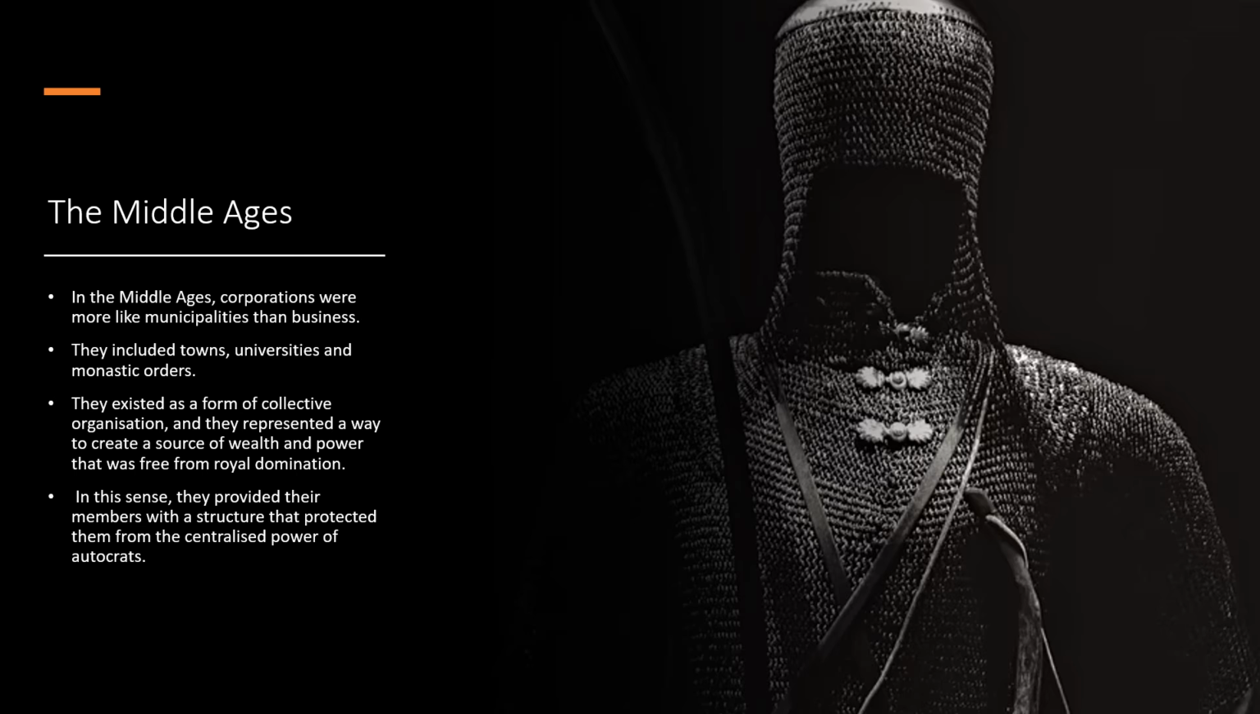A bit about the history of corporations. In the Middle Ages, they were more like municipalities, towns, universities, monastic orders, etc. And they were collective organizations that represented a way to create a source of wealth and power that was not associated with royal families. So that collective structure protected them from the autocracy or the elite.